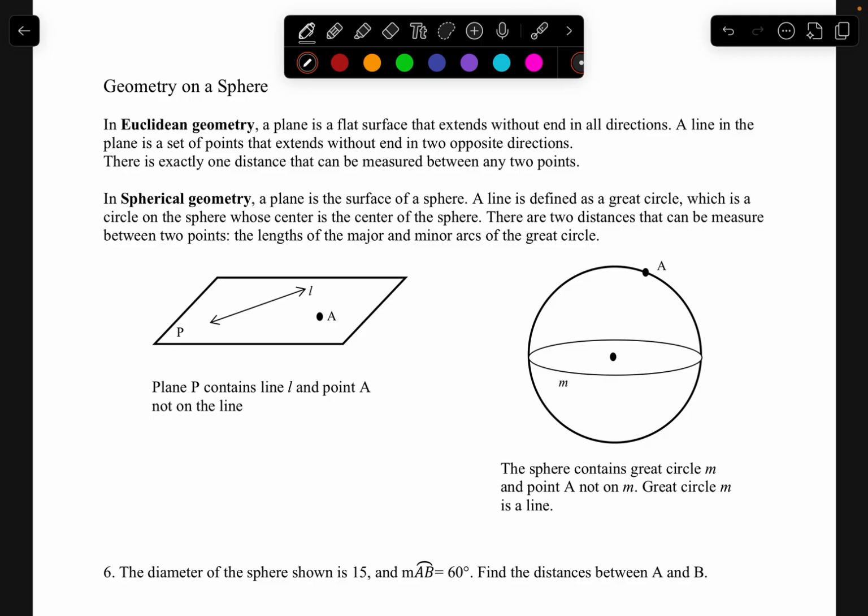So if you look at this first image here, this is a plane in Euclidean geometry. It says plane P contains line L and point A that is not on the line. And then over here we have a sphere that contains great circle M and point A that is not on M. Great circle M is considered a line. So a line in spherical geometry is a circle, and a line in Euclidean geometry is a line that we are the most accustomed to.